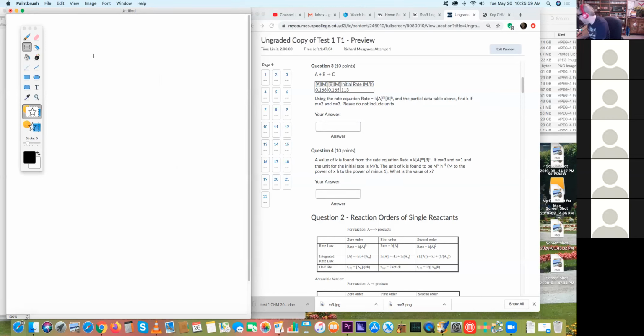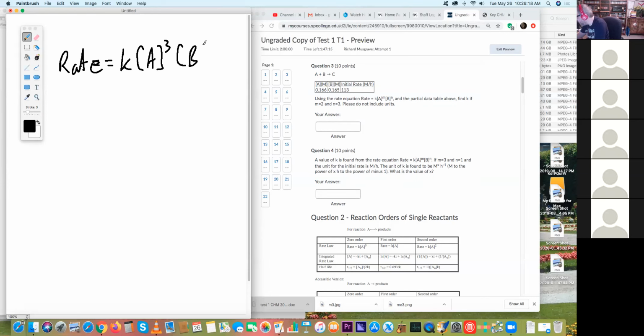It says here, so we'll write out the rate equation. Rate equals K, A to the M, B to the N. So it'll be A to the 3 and B to the 1. That's the information we're given because we're told what the values of M and N are. The other thing we're told here are the units, and the units for the rate are going to be molar per hour.